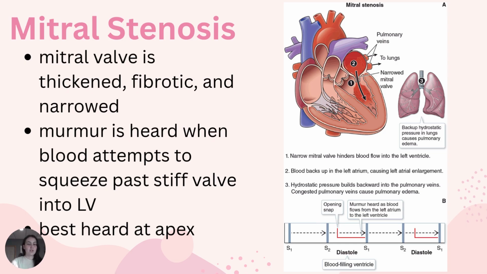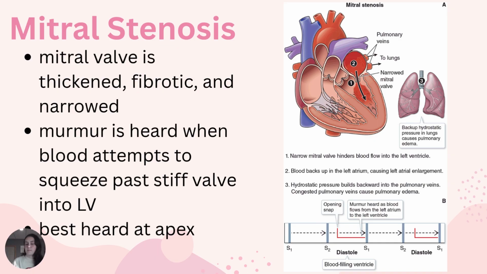So in mitral stenosis, the mitral valve is thickened, fibrotic, and narrowed. A murmur is heard when blood attempts to squeeze past the stiff valve into the left ventricle, and it's best heard at the apex. This is kind of a bad representation, but I have a plastic bag. So let me get it in the view. Let's say this is your blood, right? With stenosis, the blood can't get through because that valve is thickened. So it has a harder time getting through because the valve won't let it through as well.